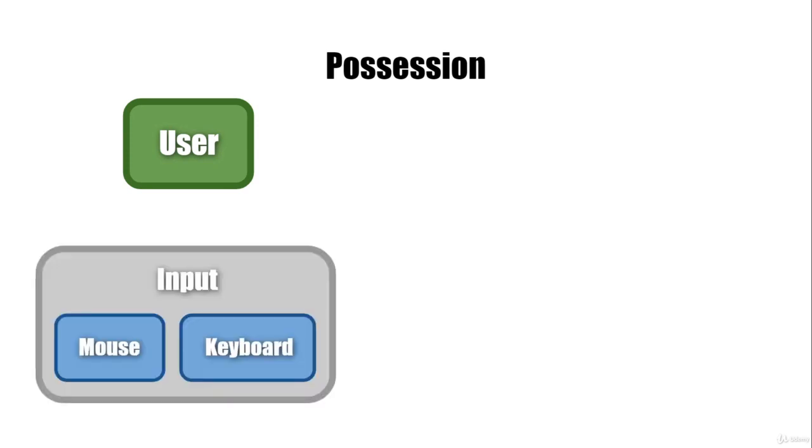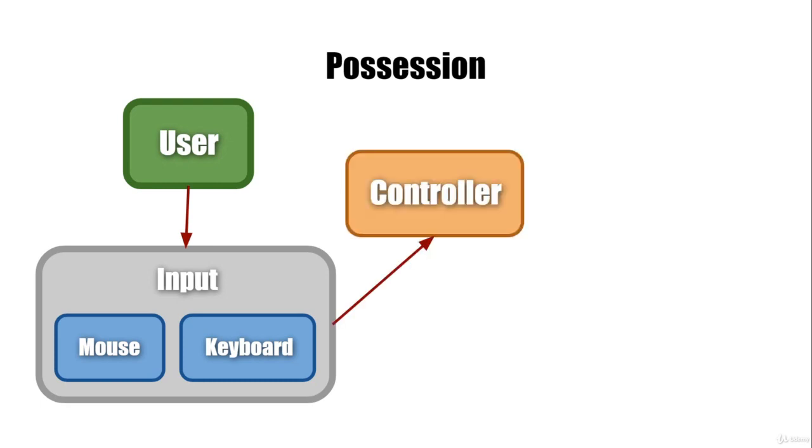So what role does a controller play? This is where we get into possession. When a controller possesses a character, it controls how that character moves. So why don't we follow the flow of information starting at the user? The user provides input to the game via devices like the mouse and the keyboard. This input information is then passed to the controller.